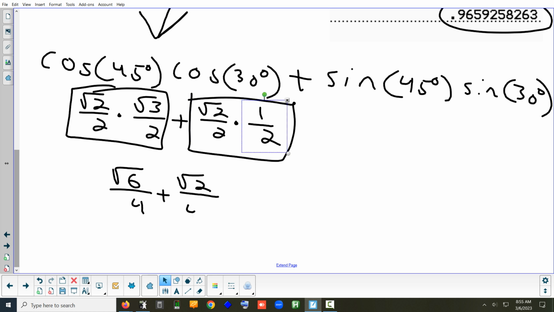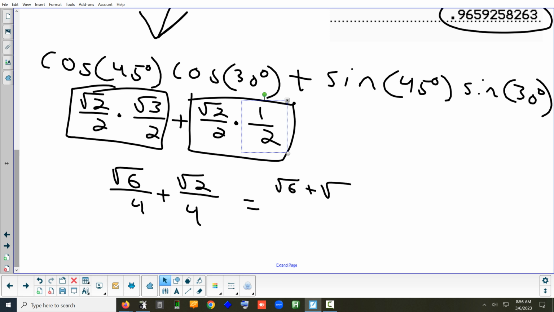And 2 times 2 again is 4. And now we can add those fractions together. When you add them together, what do you need to make sure you have anytime you want to add fractions? Yeah, you got to have the same denominator, but we already do. So literally, we just put them together.